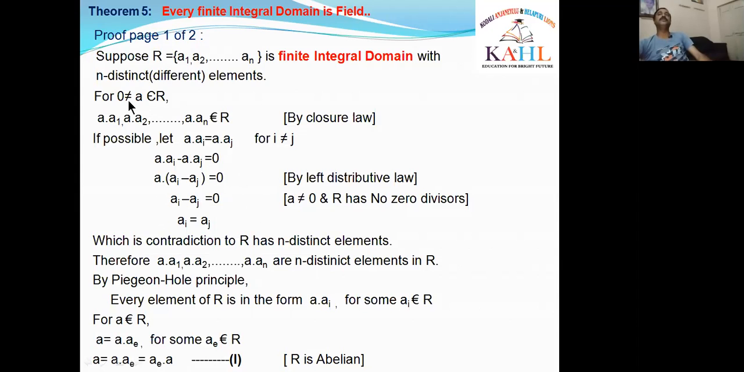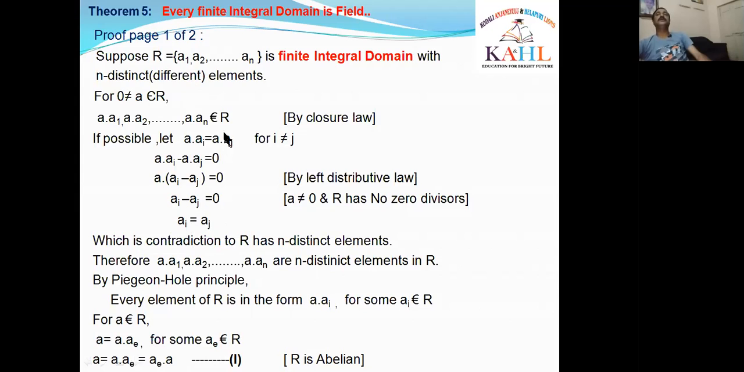But a is not equal to 0. We have taken that a is not equal to 0. Therefore, the only possibility is ai minus aj equal to 0. That means ai is equal to aj, two a's are equal. But here all a's are different. Yet we get ai equal to aj, two a's equal, which is a contradiction to R having n distinct elements.